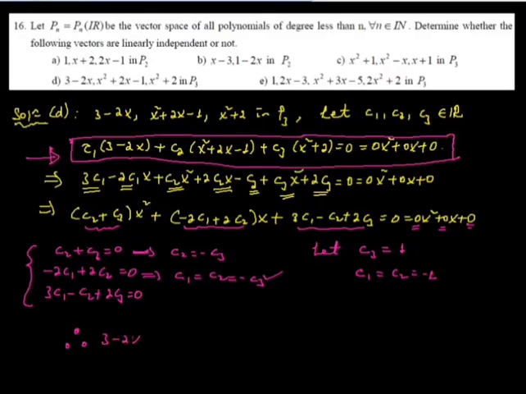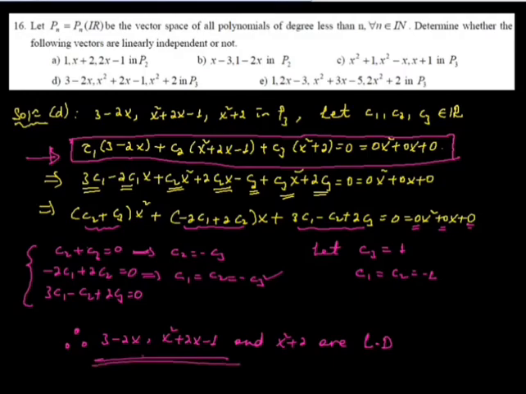So therefore 3 minus 2x, x square plus 2x minus 1, and x square plus 2 are linearly dependent, they are linearly dependent by definition. ይሄን ይመስላል linearly dependence and independence.